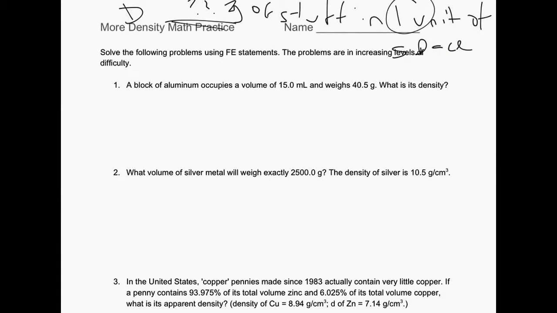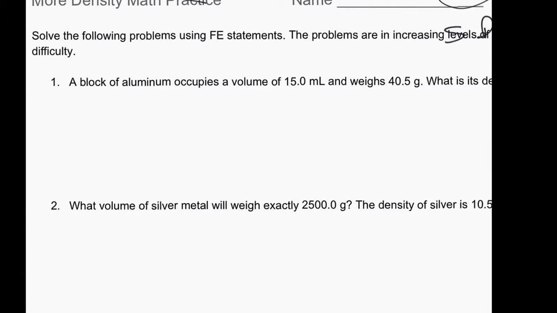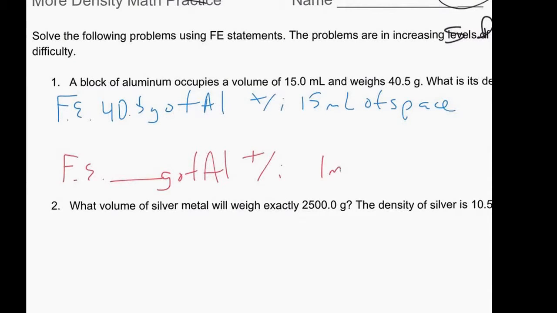So the block of aluminum occupies a volume of 15 milliliters and weighs 40.5 grams. We can change that up a little bit and make that a "for every" statement. So we can say for every 40.5 grams of aluminum, there is 15 milliliters of space. And then it asks for the density. So we just want to know for every blank grams of aluminum, there is 1 milliliter of space.